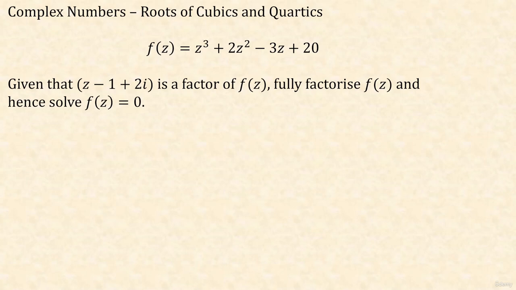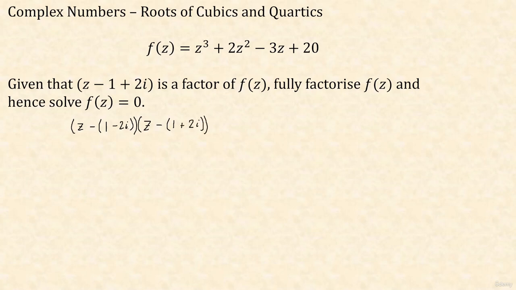So here's the thing, if that's a factor, what's the root? Well, it's going to be useful to rewrite this as z minus and put the whole complex number inside a bracket. So minus 1 to get the minus 1, and minus 2i to get the plus 2i. So it's a slightly awkward way of writing it, but it allows me to see that the factor, or the root here, is 1 minus 2i. And if 1 minus 2i is a factor, so is 1 plus 2i. So is its conjugate. So another factor is z minus 1 plus 2i.